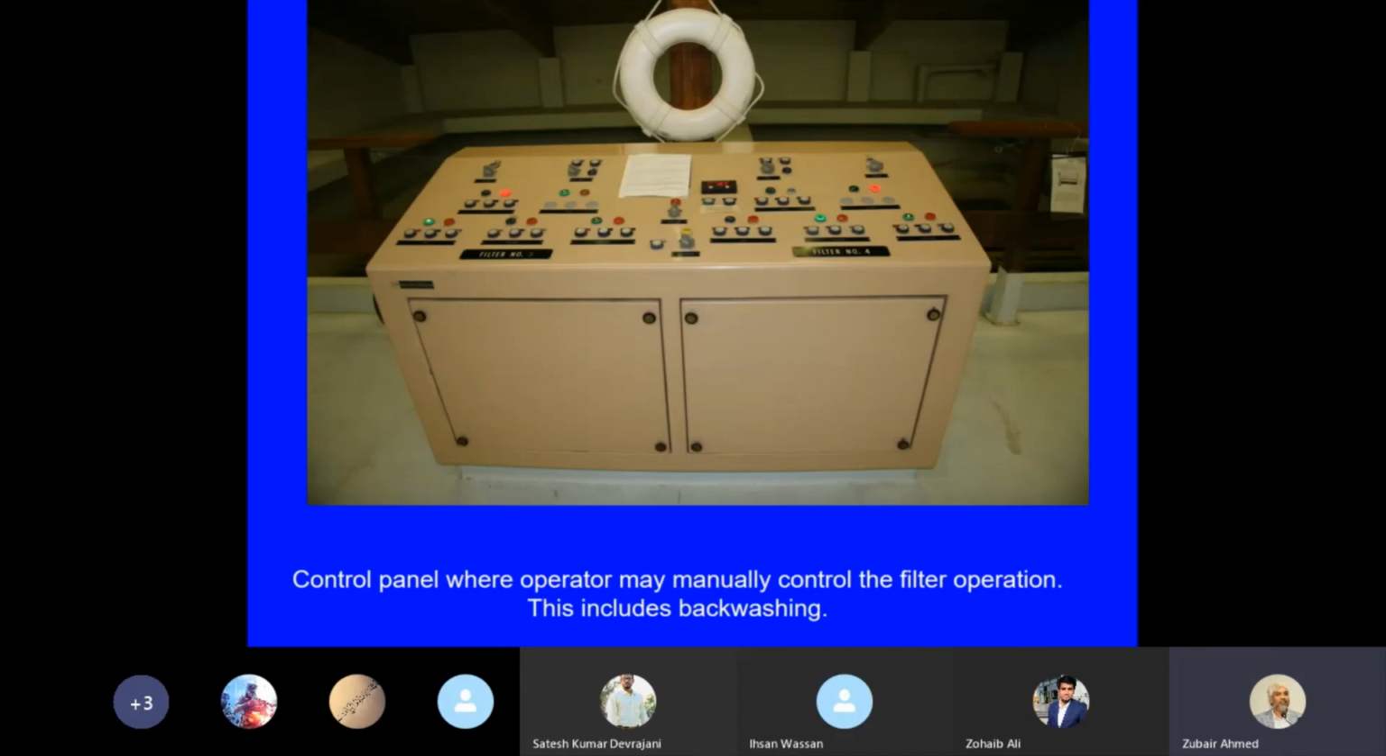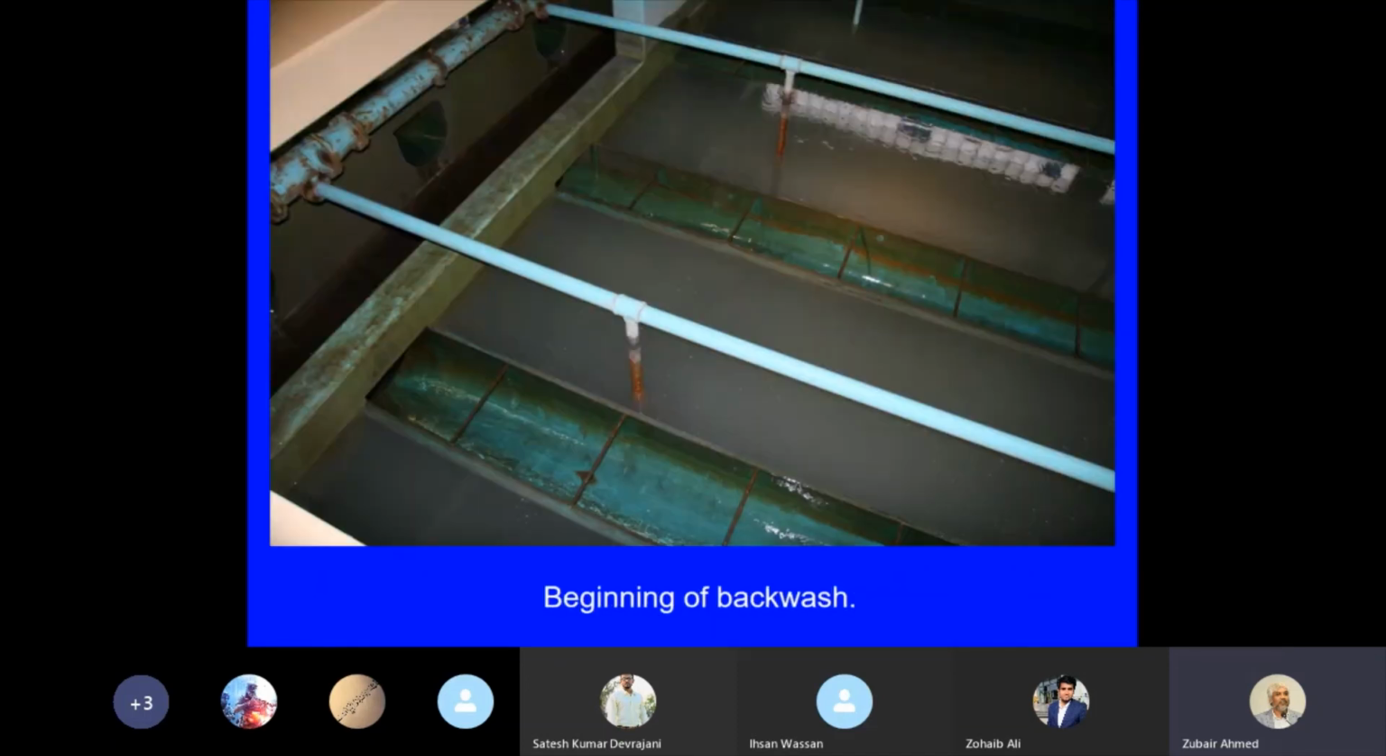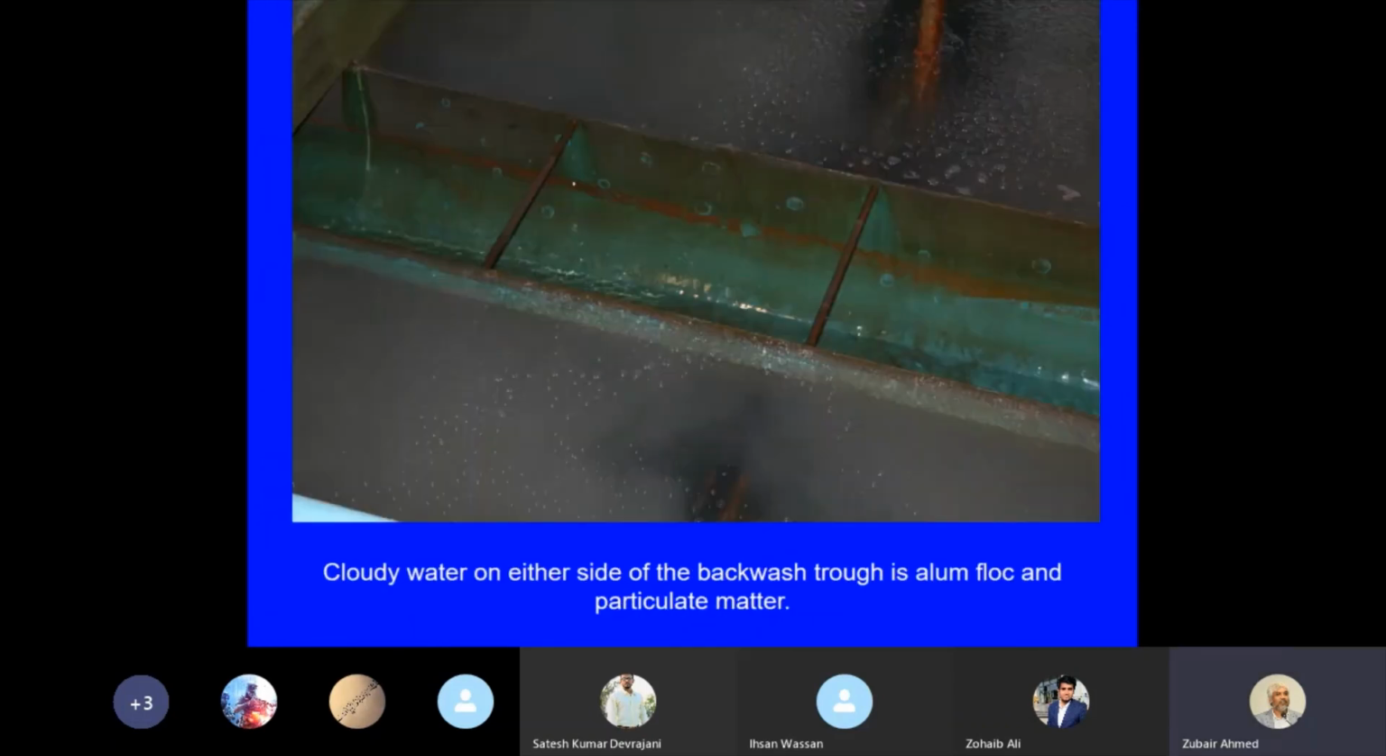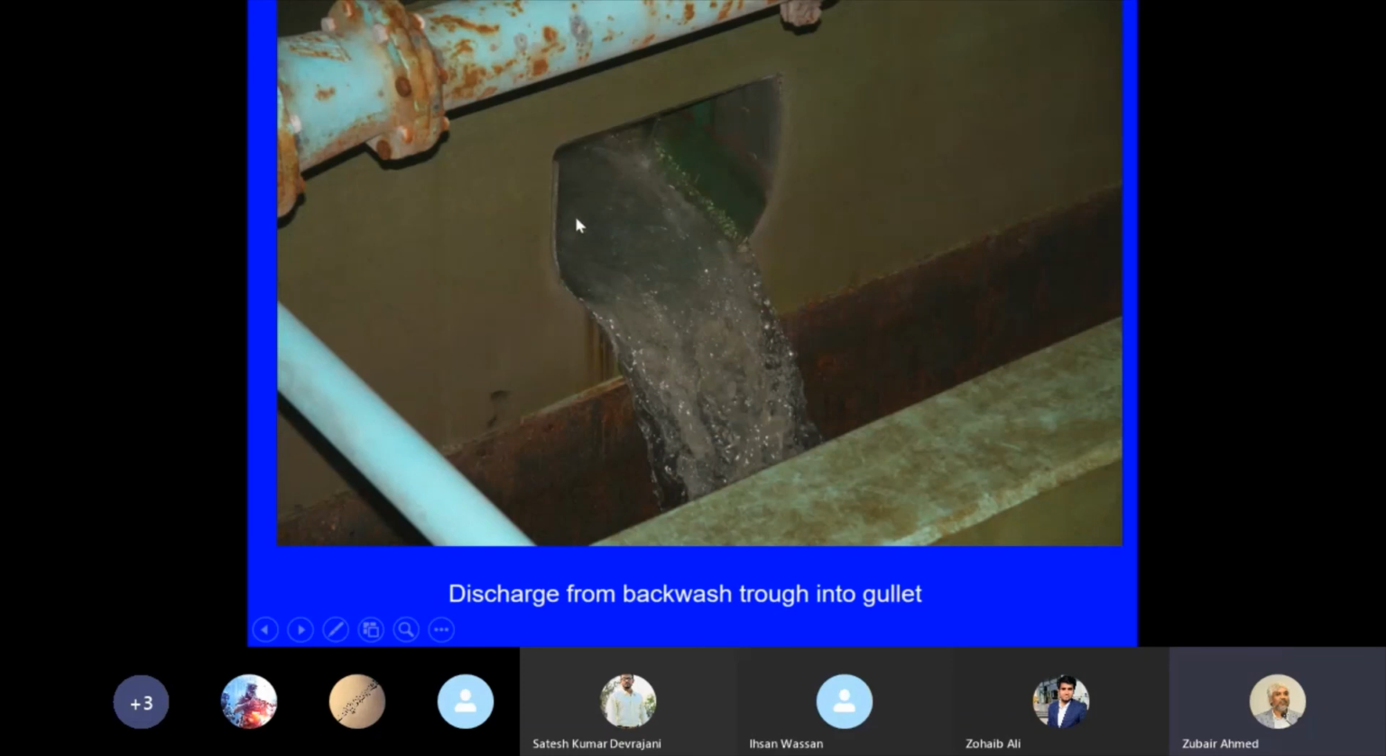The backwash has this electrical panel to control it. This backwash is starting, so you can see dirty water is rising and then begins to fall into the wash trough. So from the wash trough it will go into the gullet. You see here the backwash has started, and from the wash trough it is falling into the gullet.